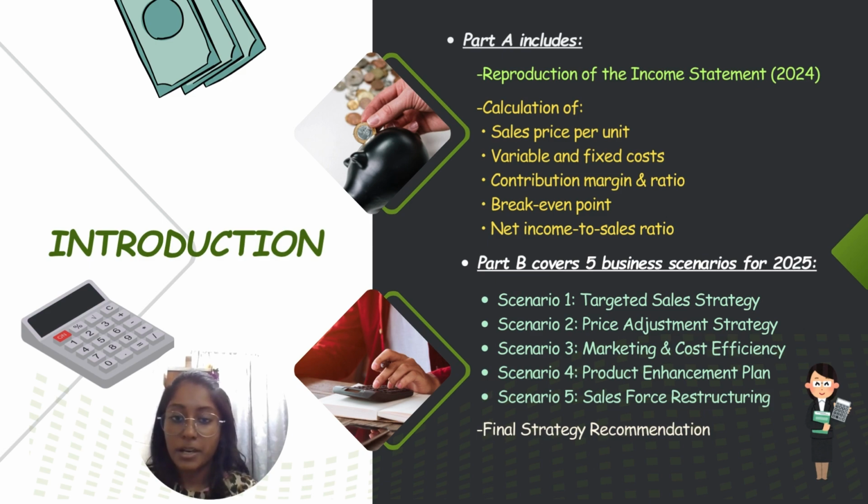Then in part B, we analyze five business scenarios for 2025. Scenario 1 is targeted sales strategy. Scenario 2 is price adjustment strategy. Scenario 3 is marketing and cost efficiency. Scenario 4 is product enhancement plan. And scenario 5 is sales force restructuring. Based on these, we provide a final strategy recommendation suggesting the best strategy the company should implement in 2025.